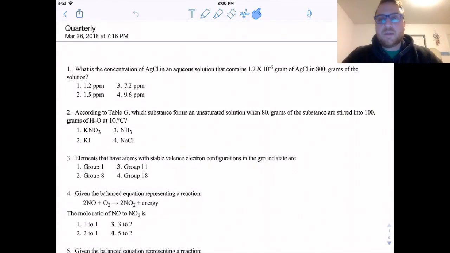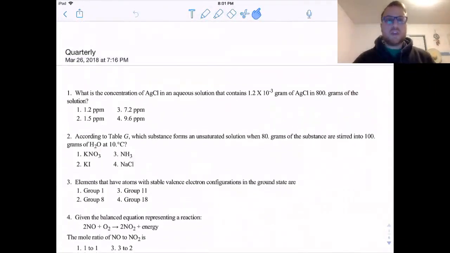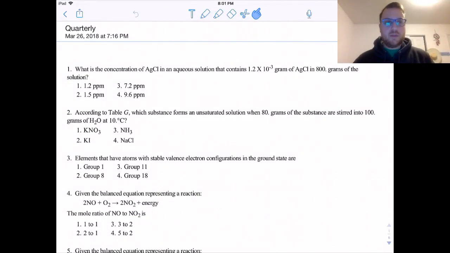I'm assuming people will come in later, but I'm going to start with number 1. If you need me to go back or if you miss something at any point, just let me know and we can go over it again. It's no big deal. But start with number 1 here.